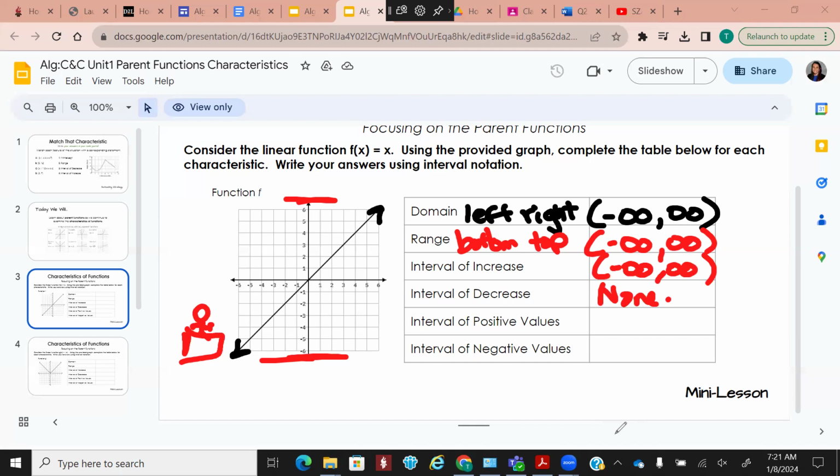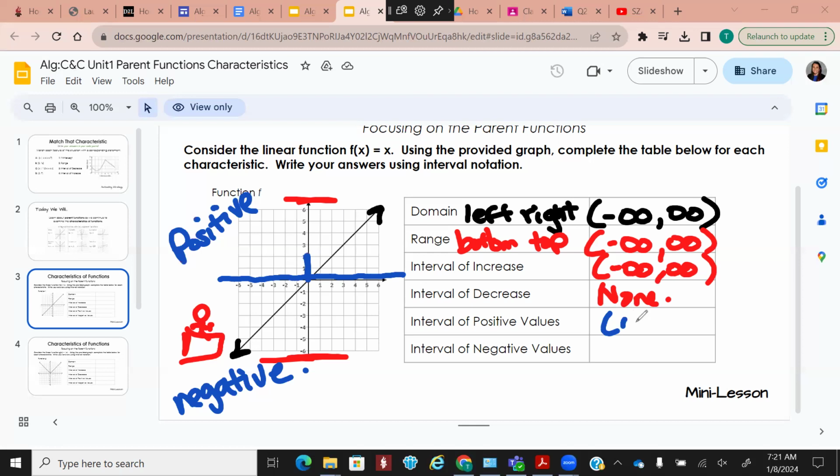Now, interval of positive values. This always trips people up. Right here is the x-axis. If you are a positive value, you are above the x-axis. If you are a negative value, you are below the x-axis. So when does this happen? Well, it happens from 0 to positive infinity. And when does the negative happen? That's negative infinity to 0.